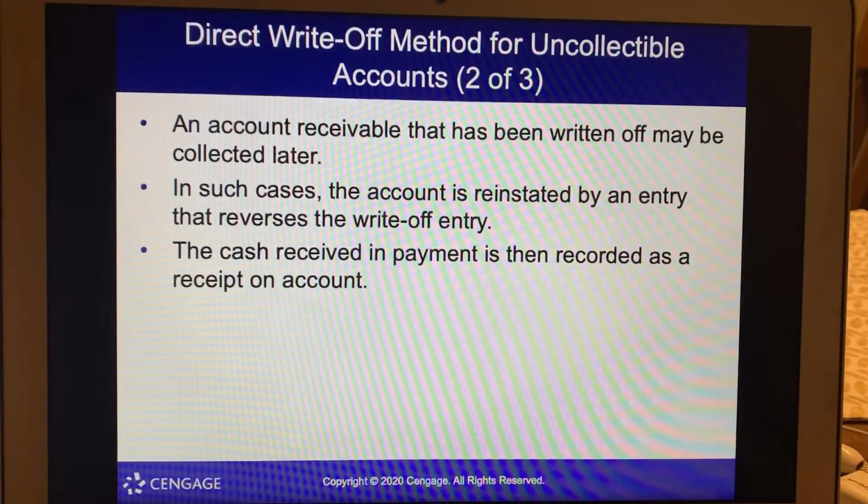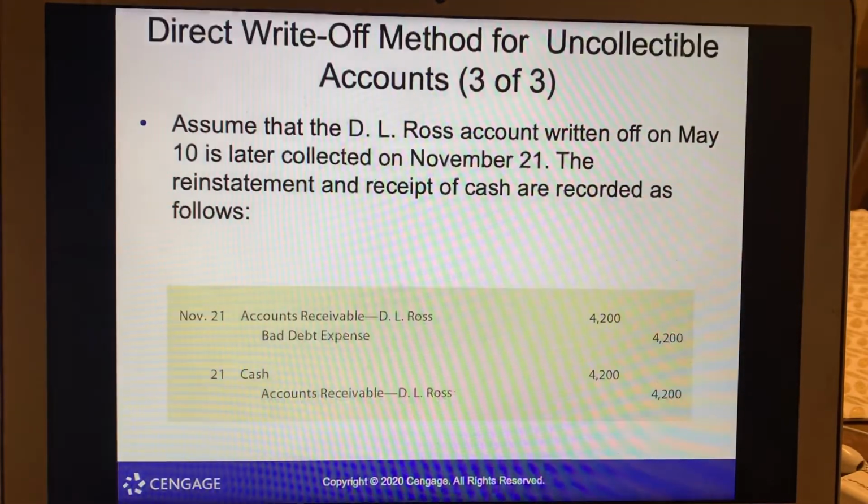An account receivable that has been written off may be collected later. In such cases, the account is reinstated by an entry that reverses the write-off entry. The cash received in payment is then recorded as a receipt on account.